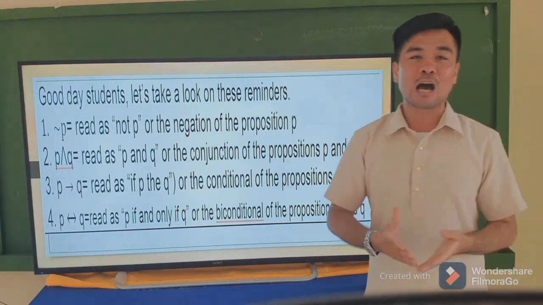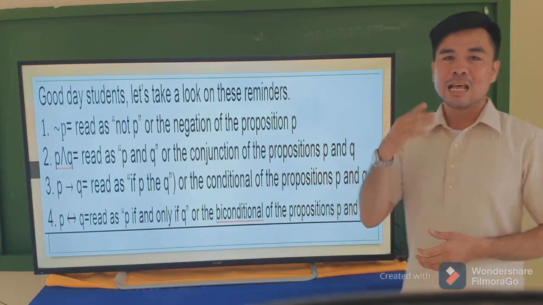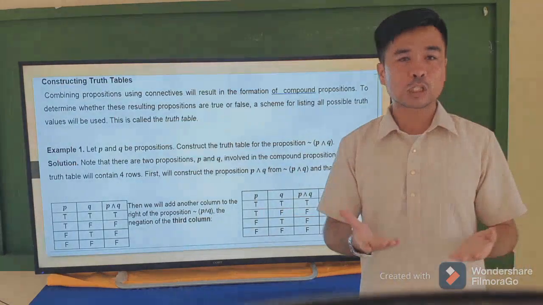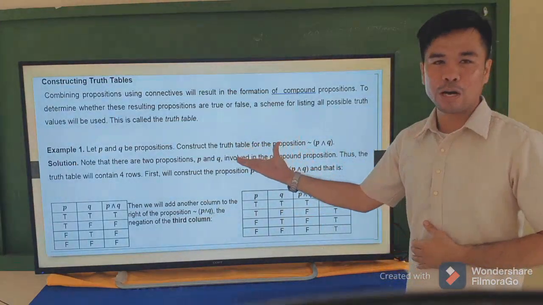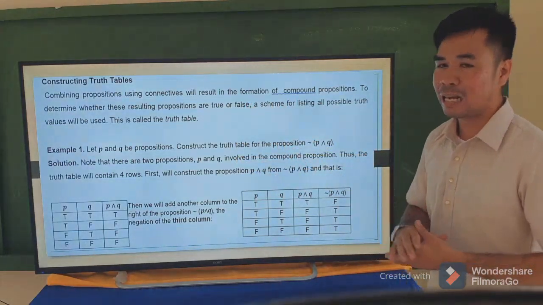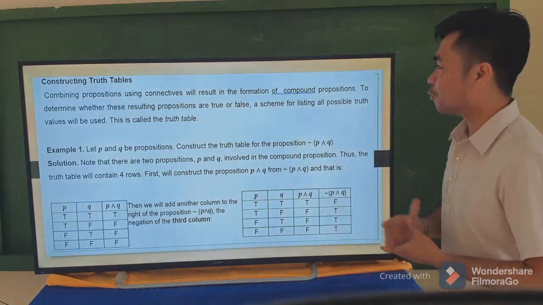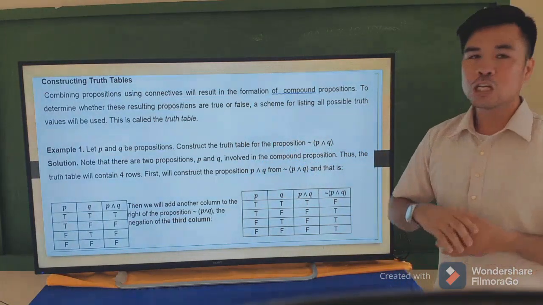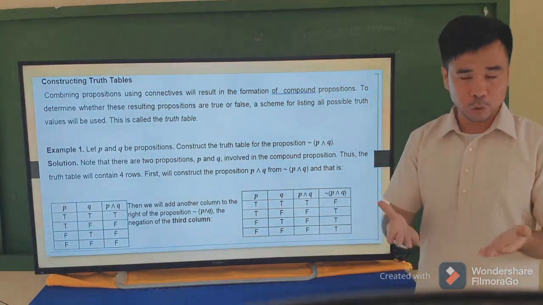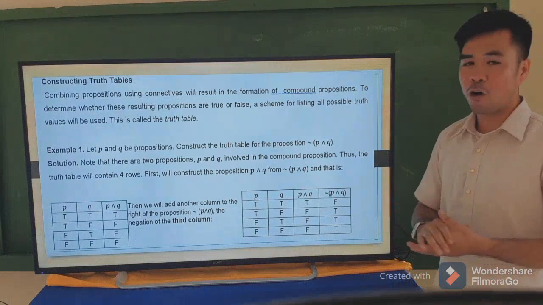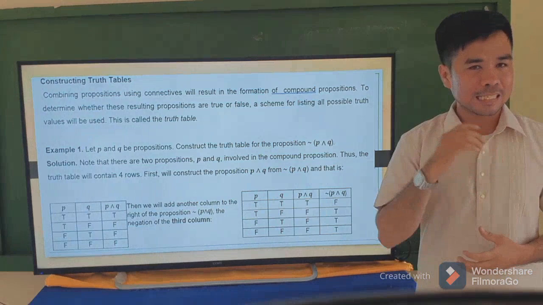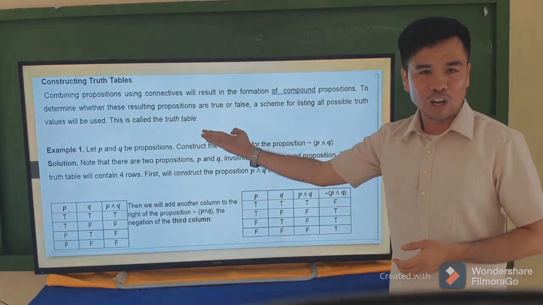Let's have our discussion. How to construct truth tables. Based on our definitions here, combining propositions using connectives will result in the formation of compound propositions. To determine whether these resulting propositions are true or false, a scheme for listing all possible truth values will be used. This is called the truth table.